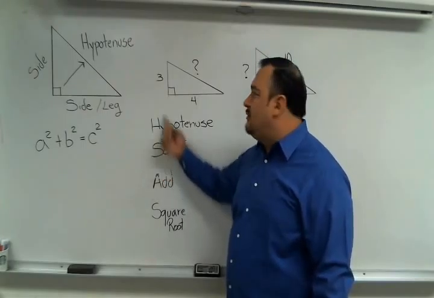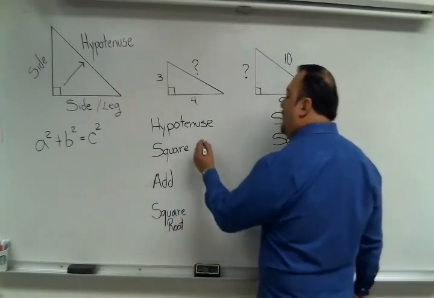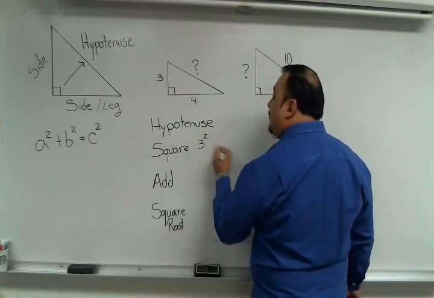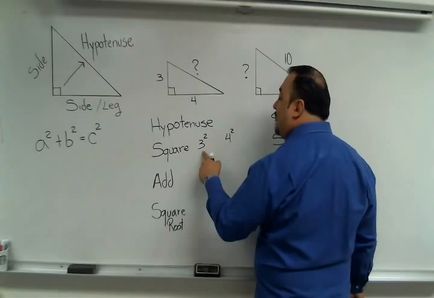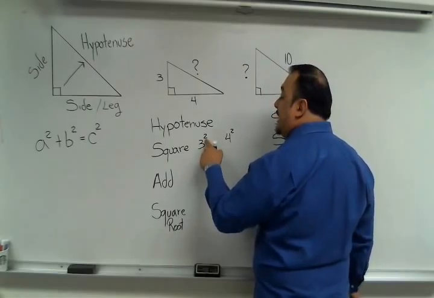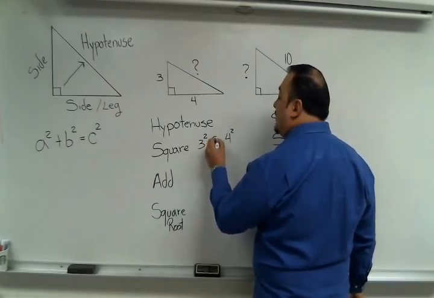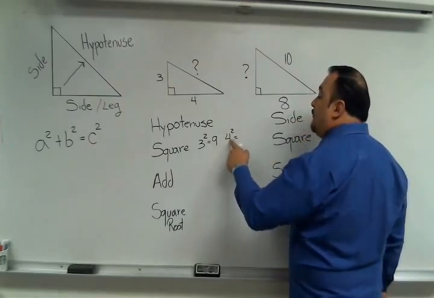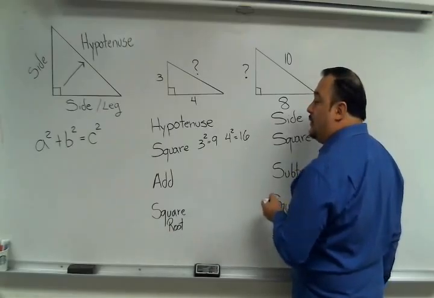Whatever numbers they give you for each of the two sides, square them. What we mean by square is taking this number to the second power. That means you're going to multiply this number by itself this many times. In this case, this 3 squared is the same thing as 3 times 3. 3 times 3 is 9. I'm also going to square the 4. 4 squared is 16, which is the same thing as 4 times 4.